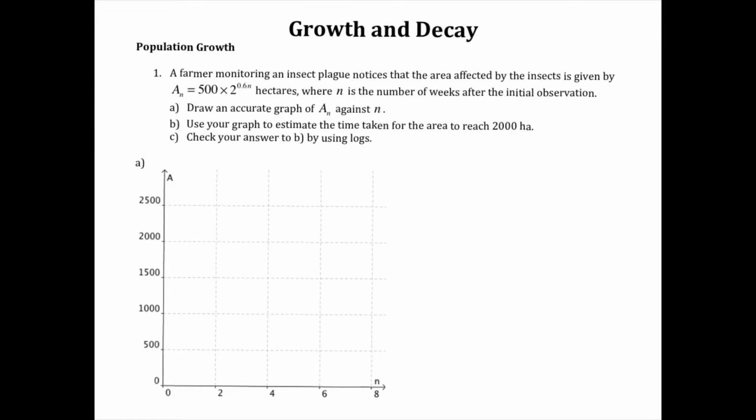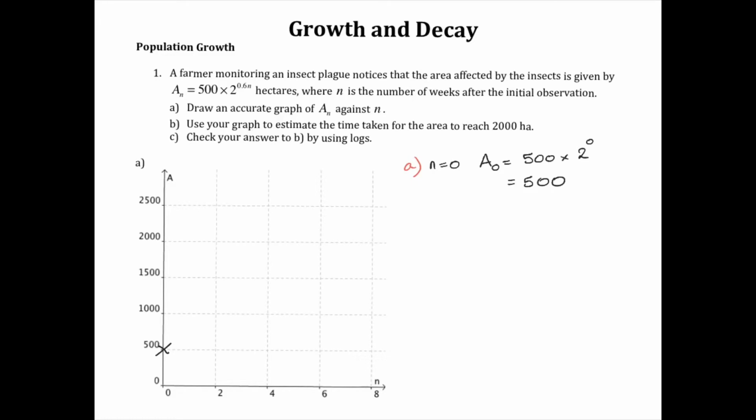So all you need to do for A is just sub in a few values. For instance, when n is 0, you'll get A(0), which is 500 times 2 to the 0. 2 to the 0 is 1, so that's just 500. So we're actually starting at 500 when n is 0.